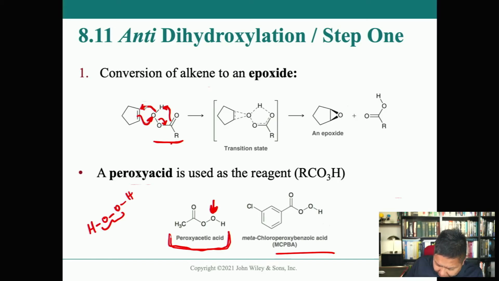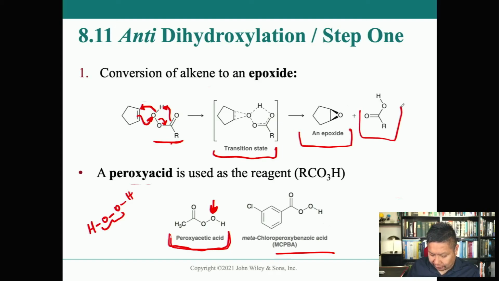So when that happens, we get our transition state, and our transition state yields us our epoxide. And in this case, it also yields us our acetic acid. So the peroxy acid just lost one of its oxygens to the epoxide, and now it's a regular old acetic acid. And that's how we form an epoxide.